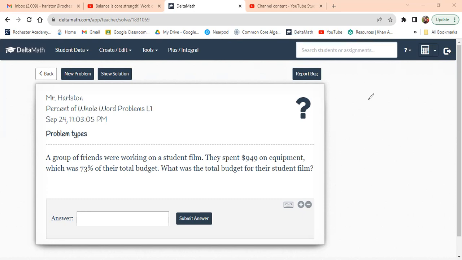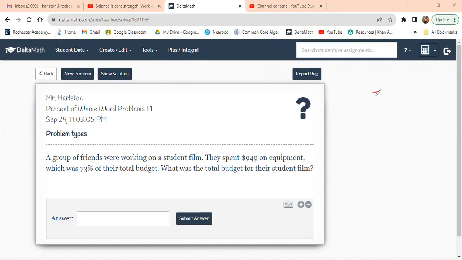It's kind of getting late. This is percent of whole word problems. Basically, once you're able to set up an equation for a percent word problem, then you can use the calculator to actually solve it. So here is the form.